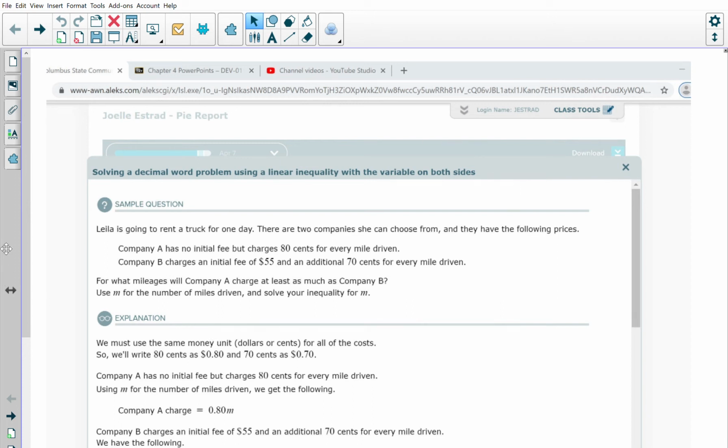Okay, so here we're looking at solving a decimal word problem using a linear inequality with variables on both sides. And so you have a bunch of trucks driving and they have different pricing. And we want to know for what mileage will company A charge at least as much as company B. So the first thing is you got to get the inequality correct.